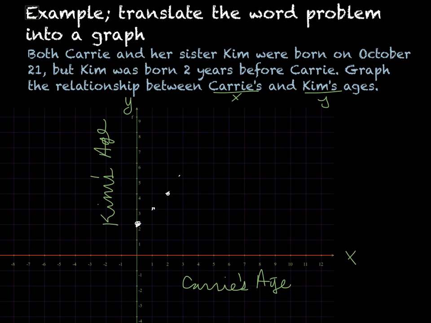3 and 5. And so we can actually just draw a line right there. So that is the relationship between Carrie's age and Kim's age. And you should probably come up with a title for that graph, and relationship between the ages would be a fine title right there. Keep in mind that if you did it the other way, put Kim on the X and Carrie on the Y, then it would look different.